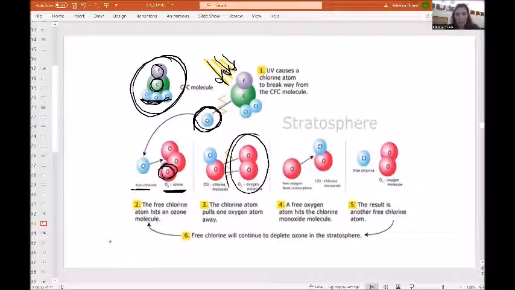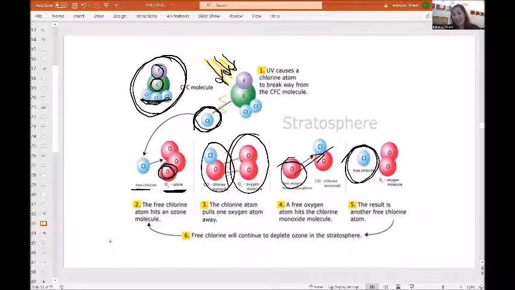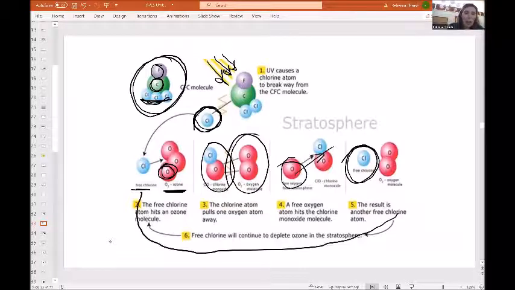Now, this is bad enough, but what happens is then a free oxygen molecule can hit this molecule that was just created and release that free chlorine again. And then it can just go back and continue to degrade molecules of ozone over and over and over again.